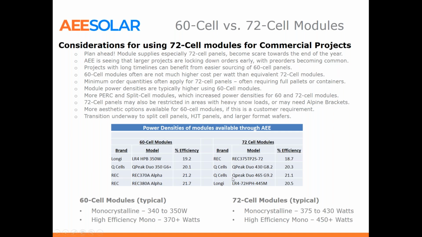These are some of the panels that are offered through AEESOLAR. This is kind of current offering here. We don't currently offer the LONGi 72, but I put that one in there just for reference. We might see the LONGi, the Q-Cell 465 towards the end of the year, beginning of next year. That supply is uncertain as well.